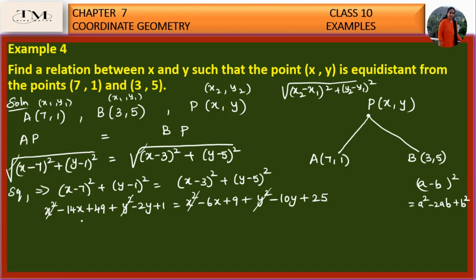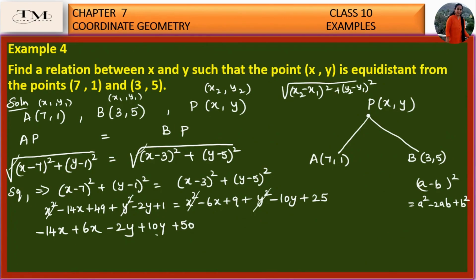So now collecting the terms, we have minus 14x. On the other side we have minus 6x, so this will become plus 6x. And y term we have minus 2y. On the other side minus 10y, so this will become plus 10y. So what are the constants? 49 plus 1, which is 50. On the other side we have 9 plus 25. So 9 plus 25 is 34.